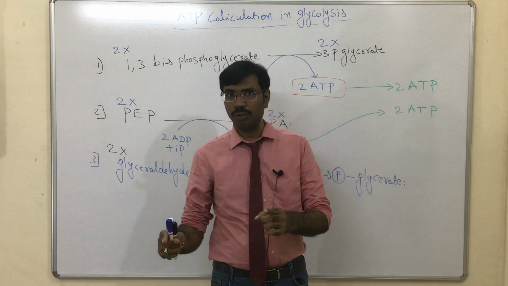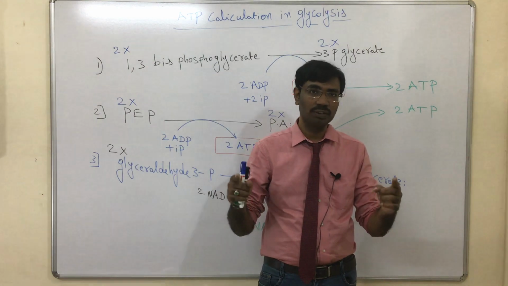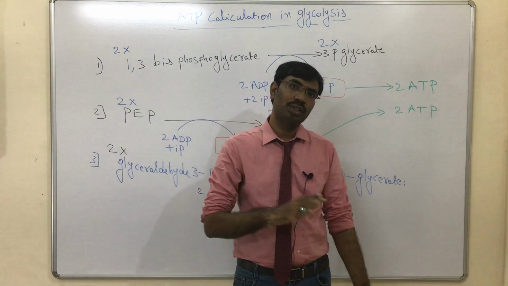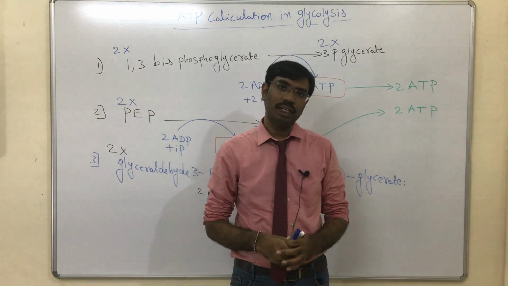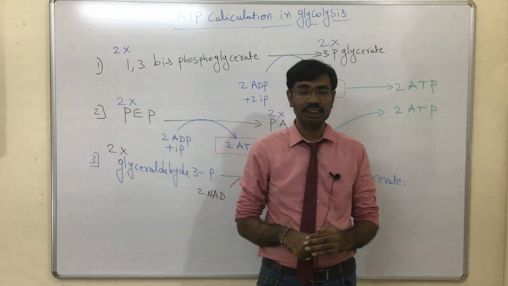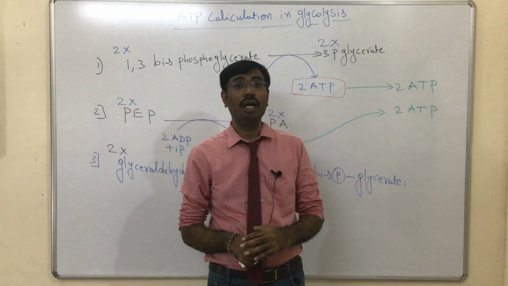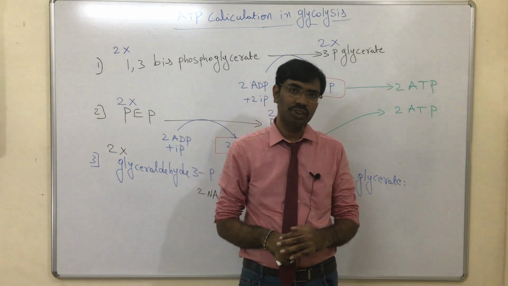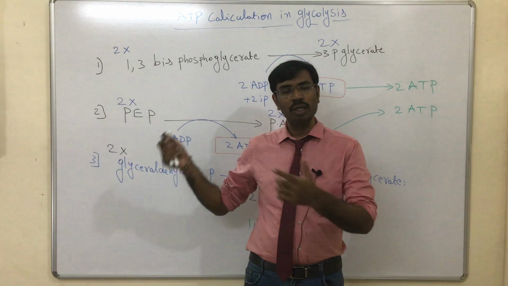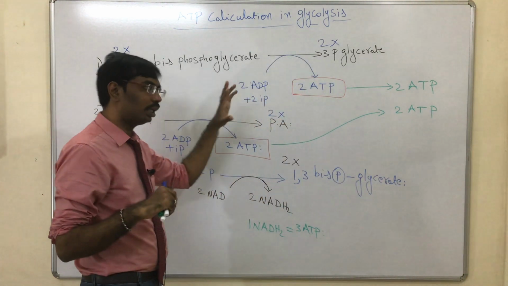The second half of the glycolysis pathway is called the energy extraction phase. The energy extraction phase is important for the production of energy, and the energy is produced in the form of ATP. 4 ATP are directly synthesized in the second half of glycolysis, and 2 NADH molecules are synthesized in the second half of glycolysis. We will start the calculation of ATPs in glycolysis.